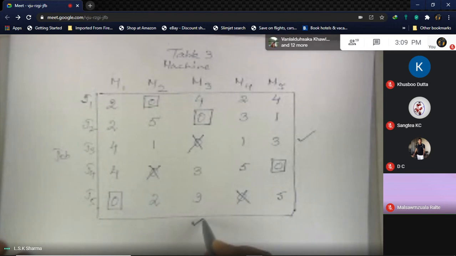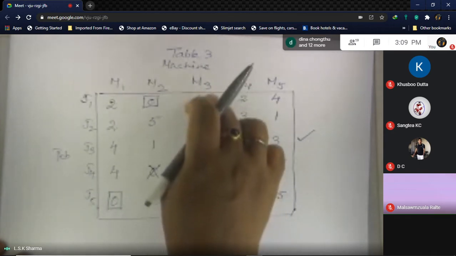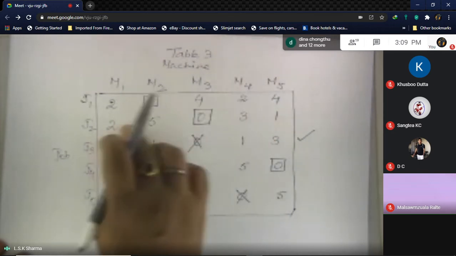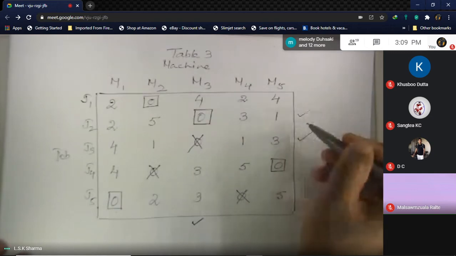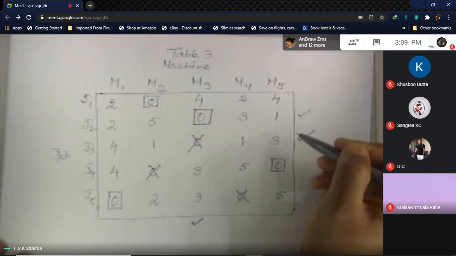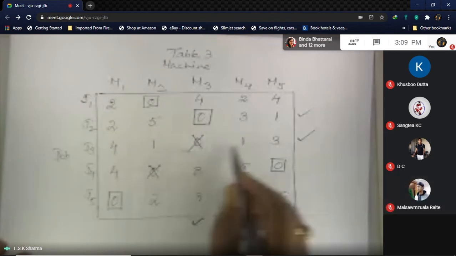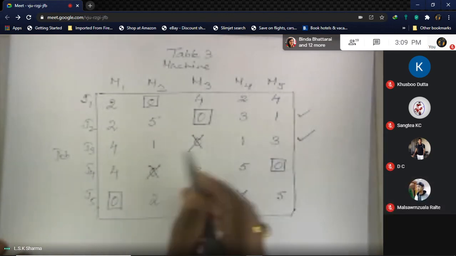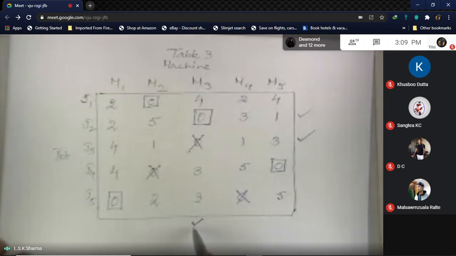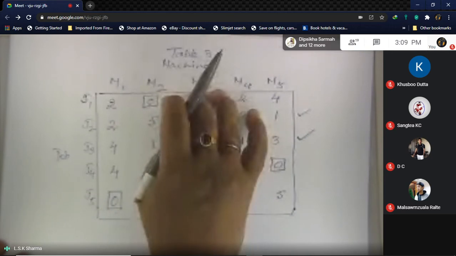Now the third one says mark with a tick all rows that have assignments in the marked column. In this marked column, wherever the assignment is there, mark that row also. So these 3 things you do all the time. Start with marking the row that does not have assignment. We tick that, and in that row, if there is a zero, mark that column.